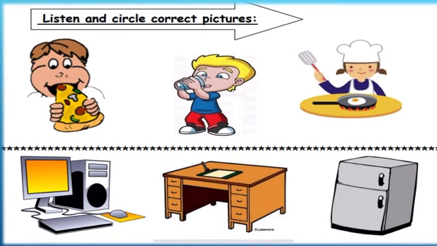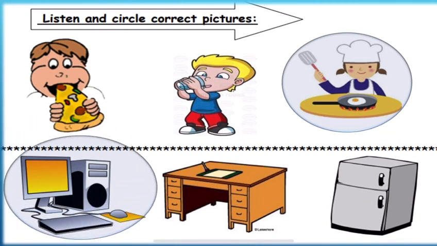Here, listen and circle the correct picture. Here, we want cooking. Yes, my mom is cooking. Here I want fridge or computer. Yes, this is fridge. Here, guys, we will say a word and you are going to circle it. Here cook and computer.